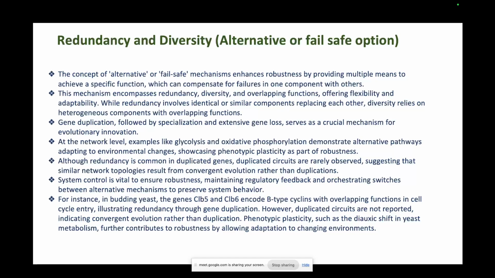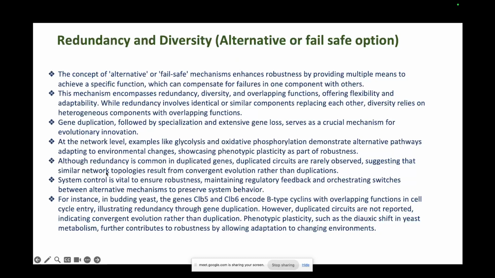One very good example is gene duplication, followed by specialization and extensive gene loss, which serves as a crucial mechanism for evolutionary innovation. So what happens is if you have a duplicated gene somewhere, and you delete one of the duplicated genes, the other gene is still there to take up its job. So it is the redundancy or the fail-safe option there.